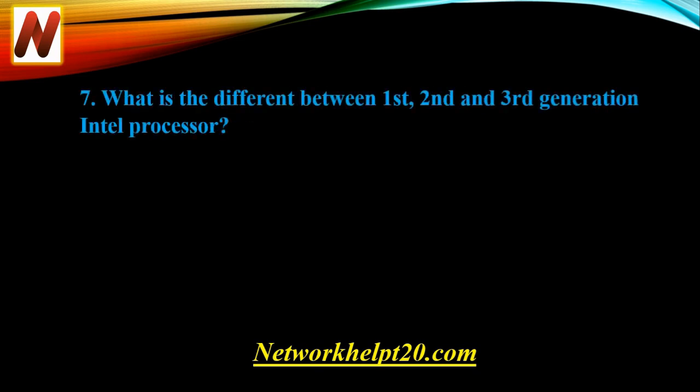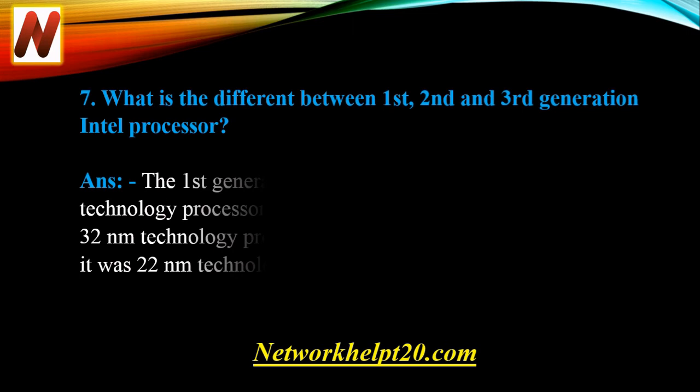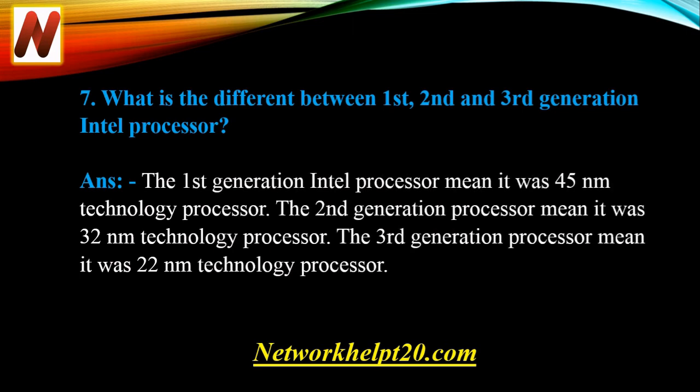Question 7. What is the difference between first, second, and third generation Intel processors? Answer: The first generation Intel processor was a 45 nanometer technology processor. The second generation was a 32 nanometer technology processor. The third generation was a 22 nanometer technology processor.